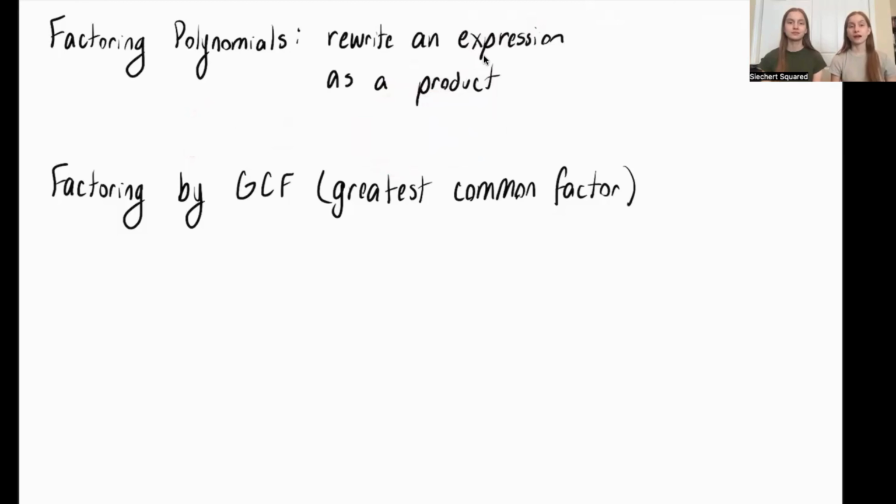Today we're going to start a new series on factoring. There are a lot of types of factoring polynomials. We are going to focus on factoring by the GCF today. So let's dive in. Before we actually factor by the GCF, we're going to see what factoring polynomials actually means and what the GCF is.